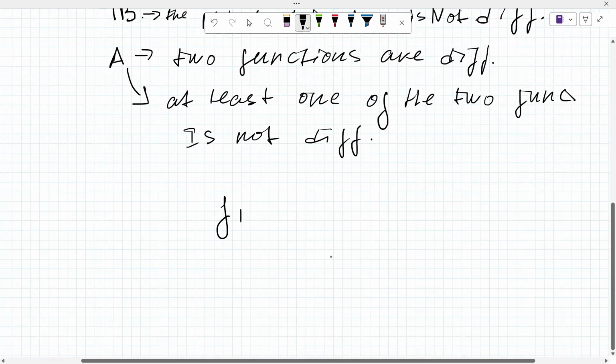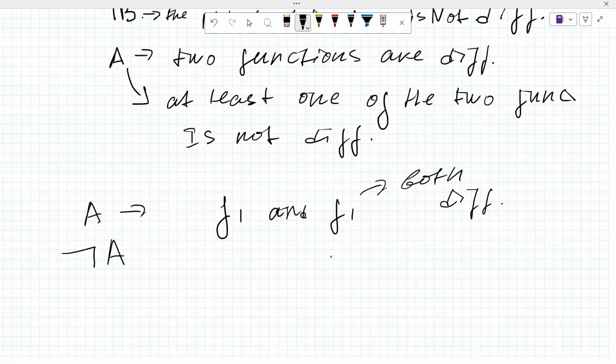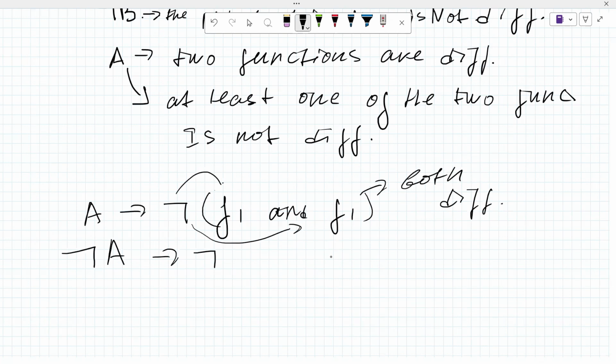Let's say you have two functions. This is function 1 and this is function 2. A says that function 1 and function 2 are both differentiable. But to find not A, if you remember, we use De Morgan's law. In this case, the same, you are using De Morgan's law. You need to contribute not to F1, then not to F2, and then the AND becomes OR. And you'll have either function 1 is not differentiable or function 2 is not differentiable. And OR is the same as at least one of two functions is not differentiable.